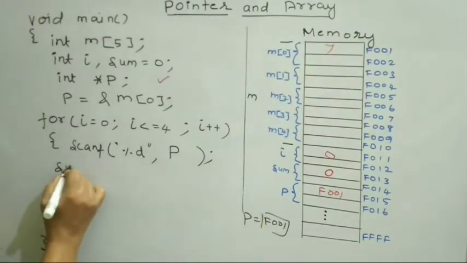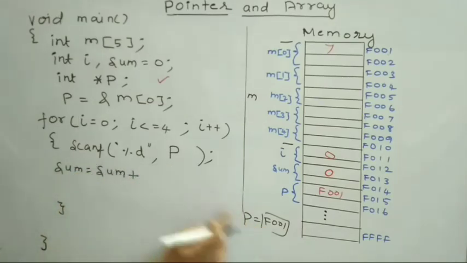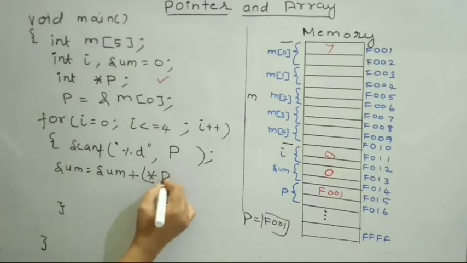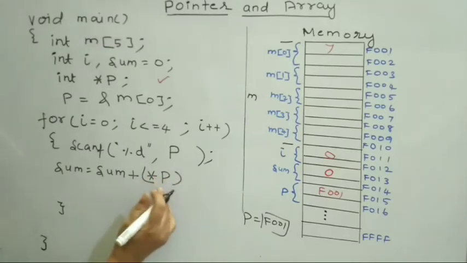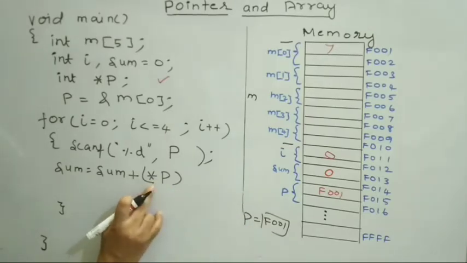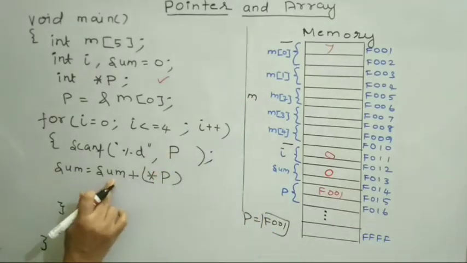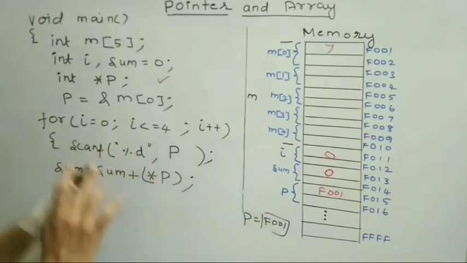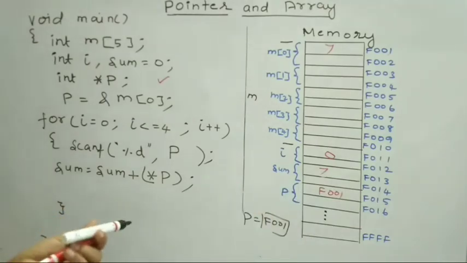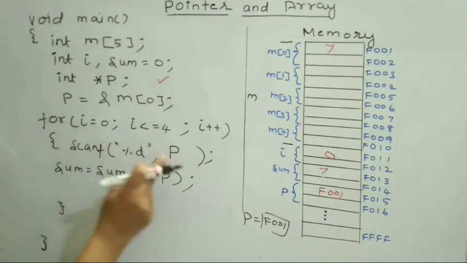Next I need to perform the summation. Sum is equal to sum plus, and if I want to get the content of this P, I can make use of the indirection operator. If I apply this indirection operator to P, it takes the memory address which P is holding, that is F001, and fetches the content of F001, which is 7. So 7 is added to sum, and sum becomes 7.